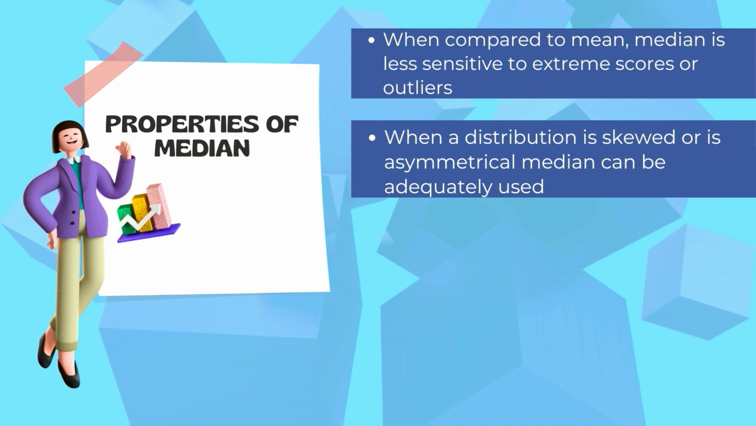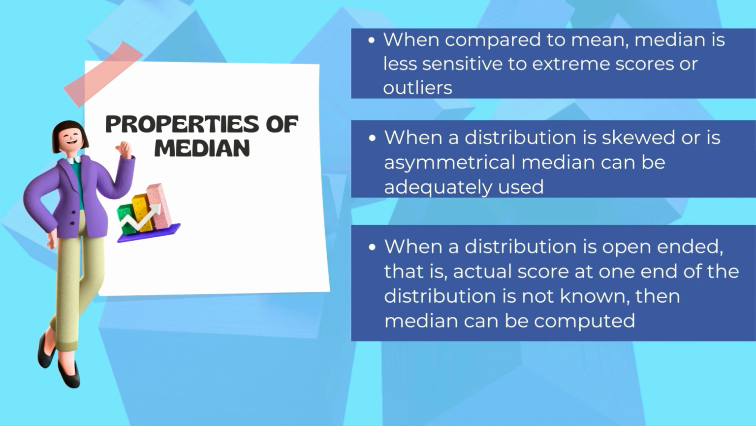So when a distribution is skewed or asymmetrical in nature, median can be adequately used, because the extreme score does not affect the median score. Therefore, median can be adequately used when we have skewed or asymmetrical data. When a distribution is open-ended, that is, the actual score at one end of the distribution is not known, the median can also be computed, because it talks about the middle of the score.